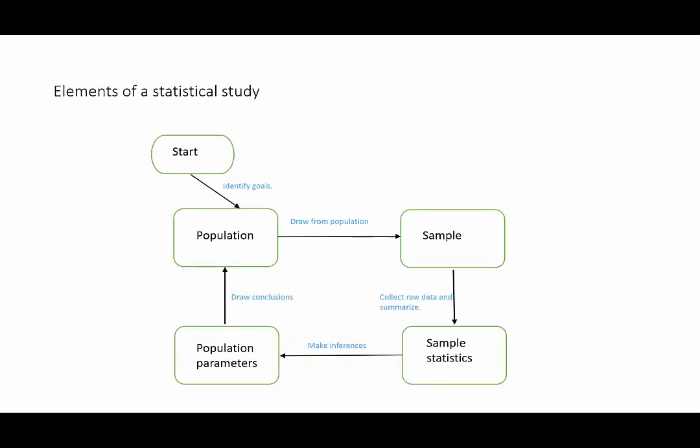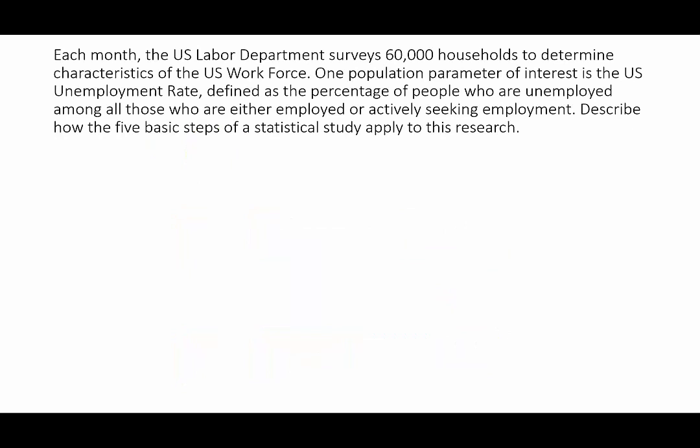Let's look at an example of identifying the 5 key components to a statistical study. Each month, the U.S. Labor Department surveys 60,000 households to determine characteristics of the U.S. workforce. One population parameter of interest is the U.S. unemployment rate, defined as the percentage of people who are unemployed among all those who are either employed or actively seeking employment. Describe the 5 basic steps of a statistical study and how they apply to this research.